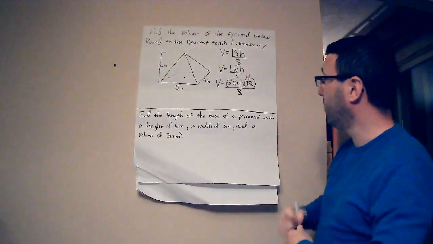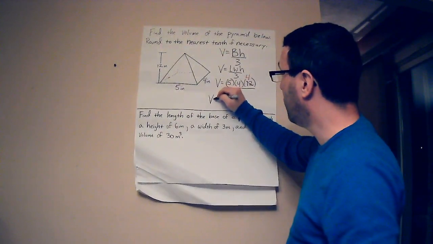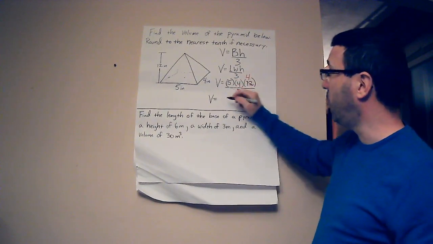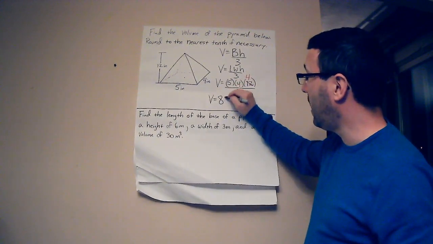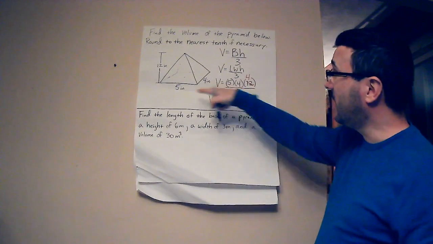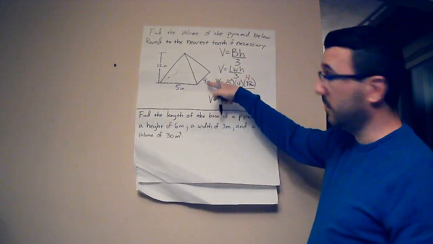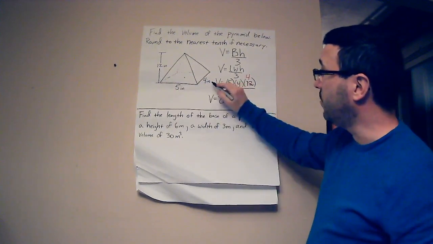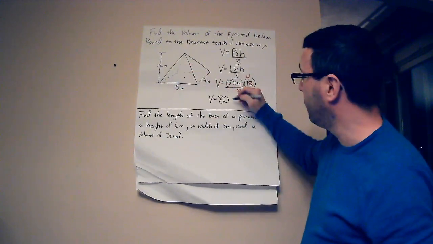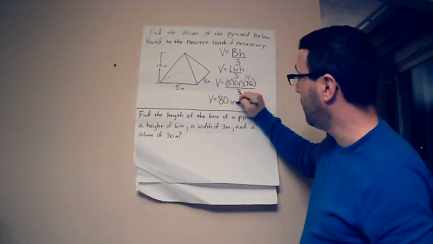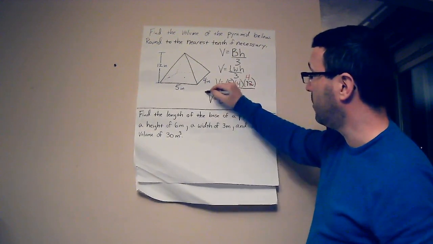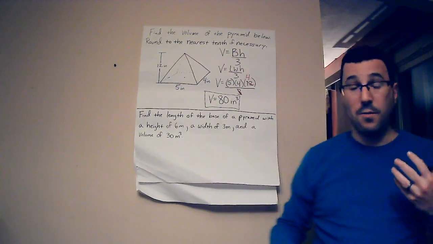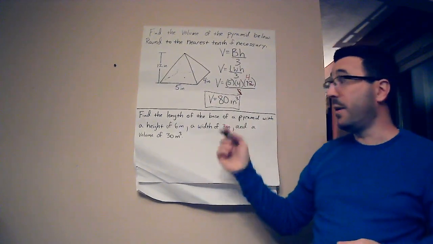When we do that, 5 times 4 is 20, times 4 is 80. And again, our unit is inches, and since we have 3 of them, we're going to do cubic inches, inches cubed. And that's how we find the volume of a pyramid.